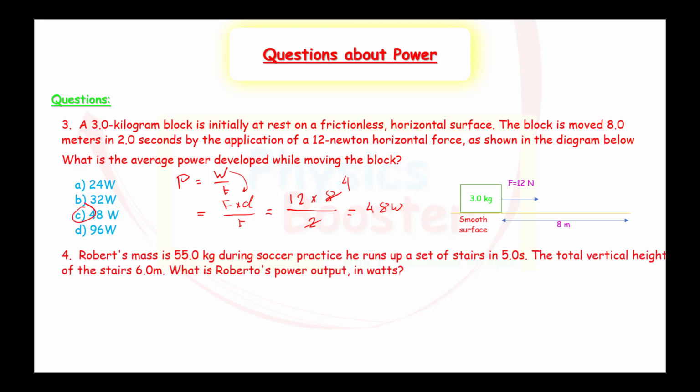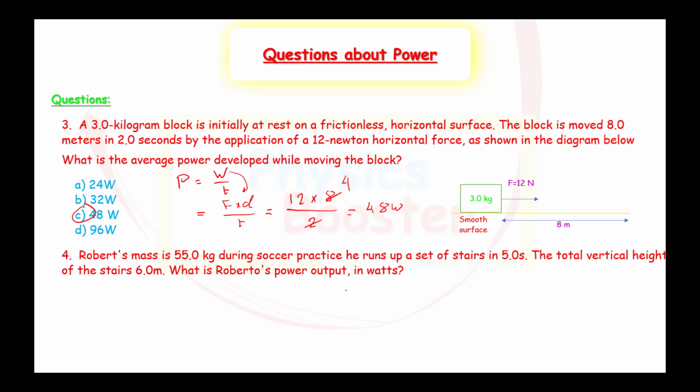Next question. Robert's mass is 55 kilograms. During a soccer practice, he runs up a set of stairs in 5 seconds. The total vertical height of the stairs is 6 meters. What is Robert's power output in watts?